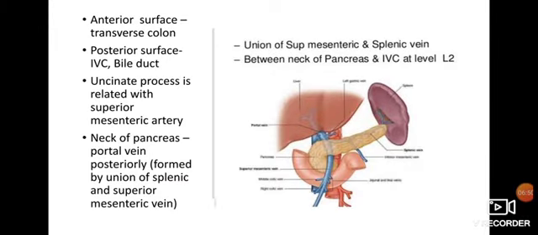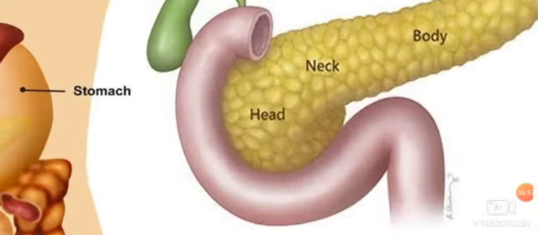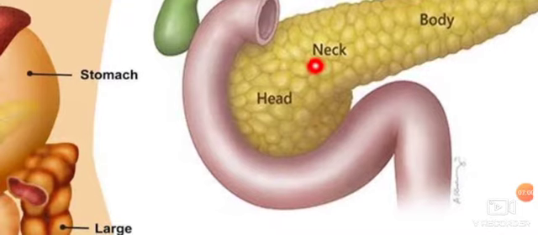Now the uncinate process. The uncinate process is just an extension from the head of the pancreas. I will show you the uncinate process here. See, this is the uncinate process, this projection.